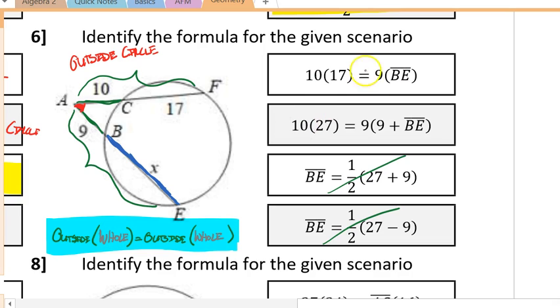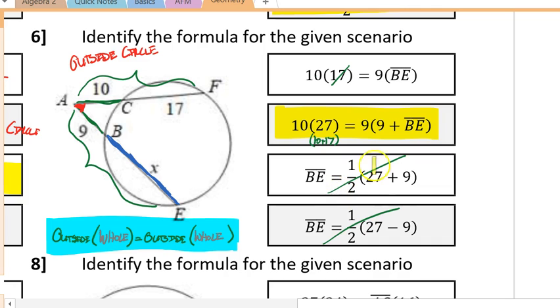Well, outsides are 10 and 10, 9 and 9, that looks good. But the whole pieces, this whole piece is going to be 10 plus 17. So not just a 17, but 10 plus 17, which we see here is actually 27. And then here, this whole piece isn't just 9, it's 9 and this x value, or 9 plus b. So my answer here is going to be number 6.